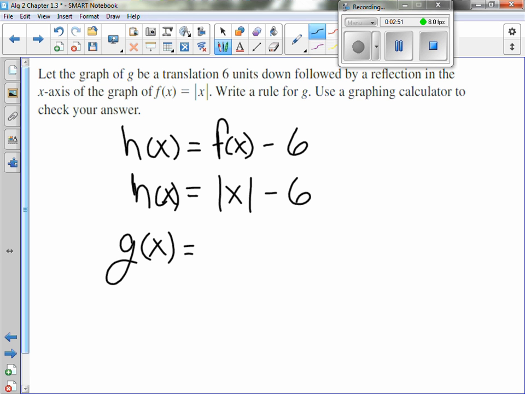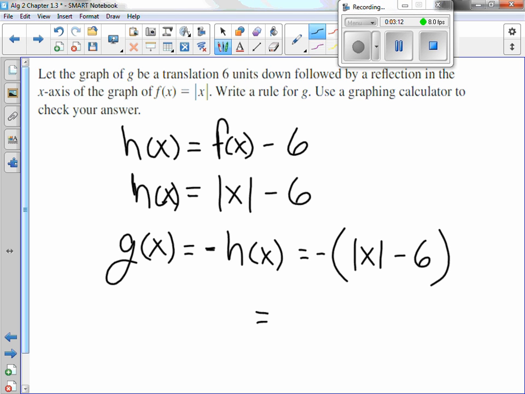So to reflect in the x-axis, we need to apply a negative to the outside of the entire function. Because if it's across the y-axis, it's inside with x. If it's across the x-axis, it's on the outside. So we apply it to everything. So that's going to be negative, the absolute value of x minus 6. So we're going to multiply through by that negative. Well, negative times the absolute value will give us negative absolute value of x, and negative times negative 6 is going to give us plus 6.